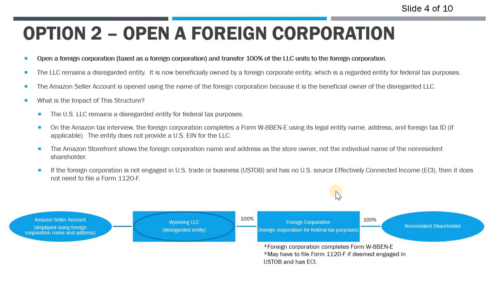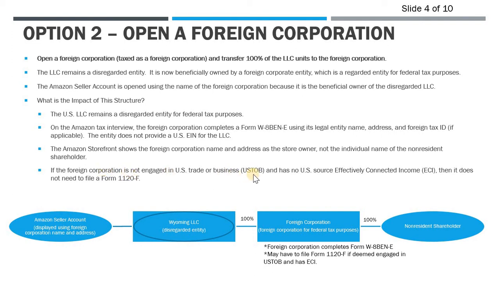Okay, so if you're, again, looking to keep your individual name off the storefront, stop using your individual information, you can insert a foreign corporation into the middle here, still leave the LLC. In this example, we have a Wyoming LLC that's a disregarded entity. That's between the foreign corp and the Amazon seller account. But at least when we complete the tax interview, it's being done using the foreign corporation name and not the non-resident individual shareholder.